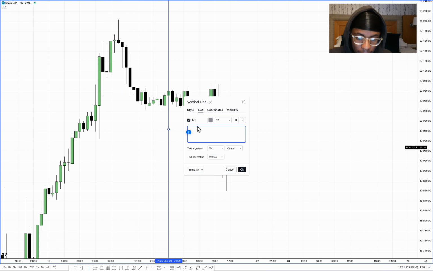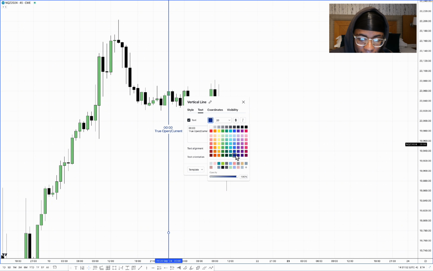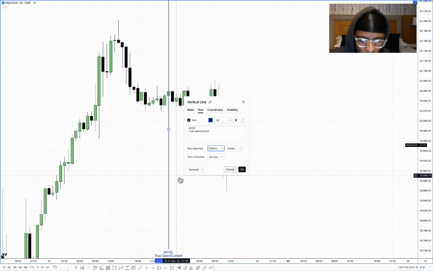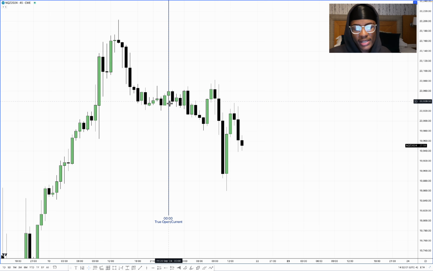Two things you ideally require. It is going to be the midnight true open. The midnight true open of what? Of the current day. Gotta work on the typing. Then we can place this. I'm gonna place it at the bottom, which is this price area right there.